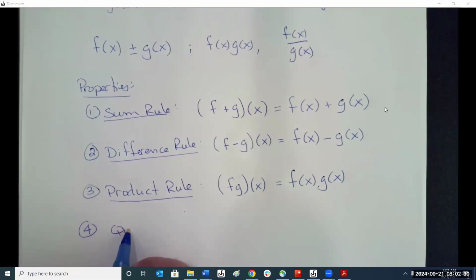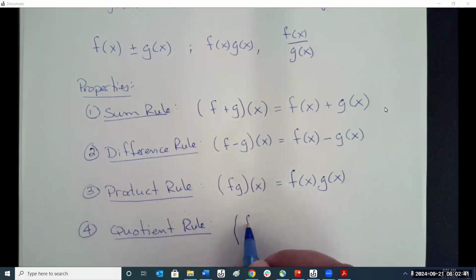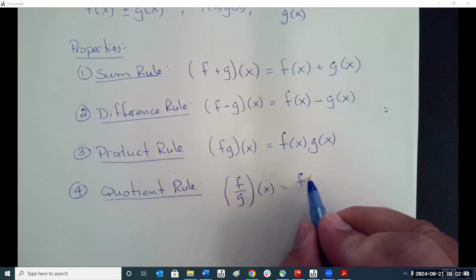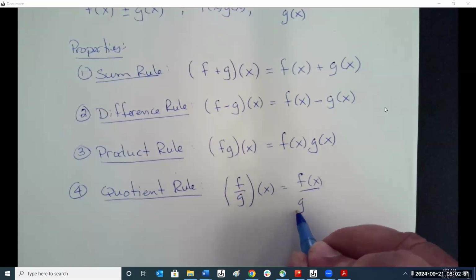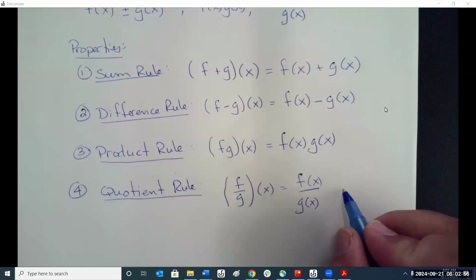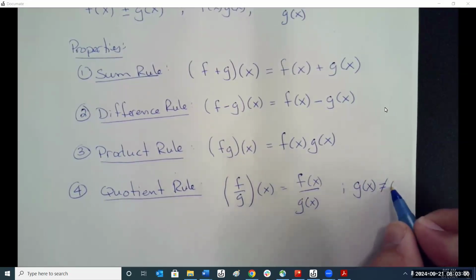The fourth one is the quotient rule. Quotient means fraction. So I could divide the two functions first, then put my x value in there. Or I could find the individual values first and then divide the answers. Of course, the restriction we have is the bottom can never equal 0.